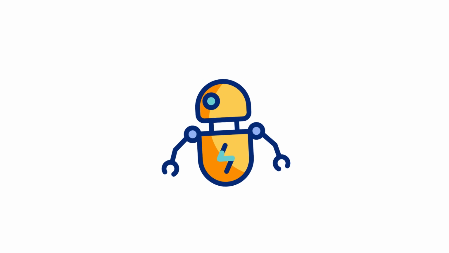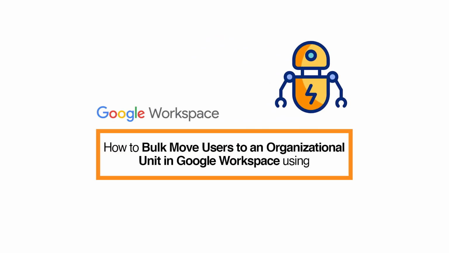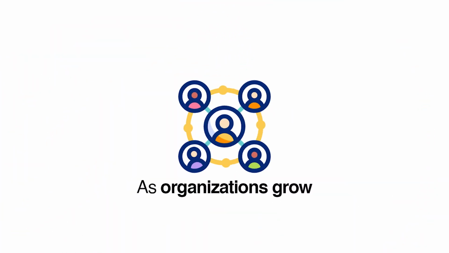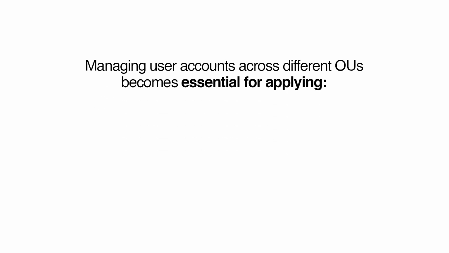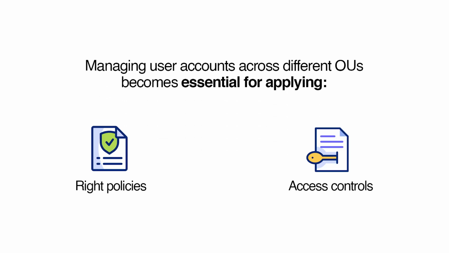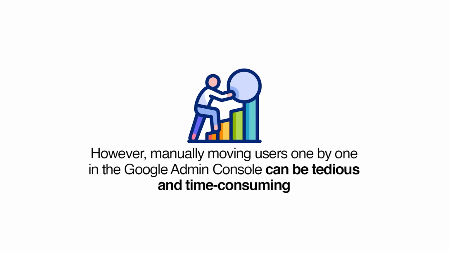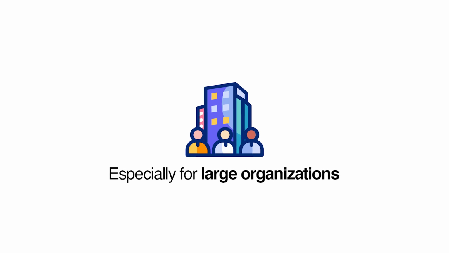Hi there, in this video, you will learn about how to bulk move users to an organizational unit in Google Workspace using xFanatical Foresight. As organizations grow, managing user accounts across different OUs becomes essential for applying the right policies, access controls, and settings. However, manually moving users one by one in the Google Admin Console can be tedious and time-consuming, especially for large organizations.